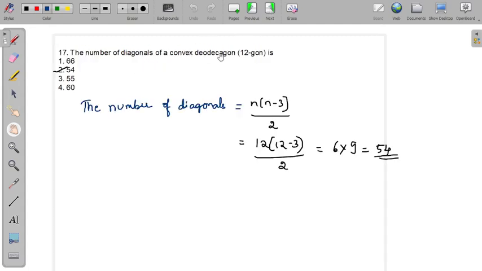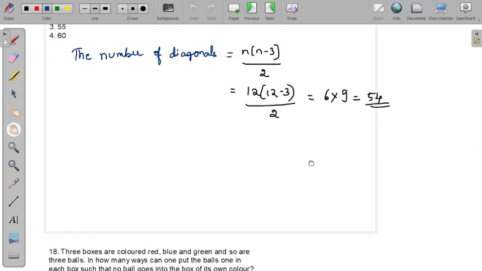The number of diagonals of a convex duodecagon is: the number of diagonals in any polygon is given by the formula n(n minus 3)/2. Here it is a 12-gon, so substitute n as 12, and it comes out to be 54.